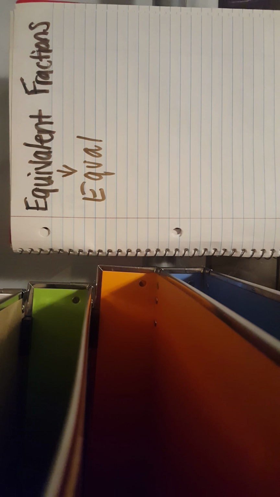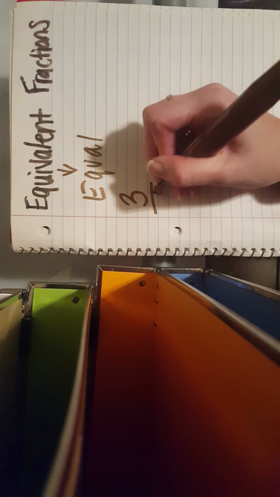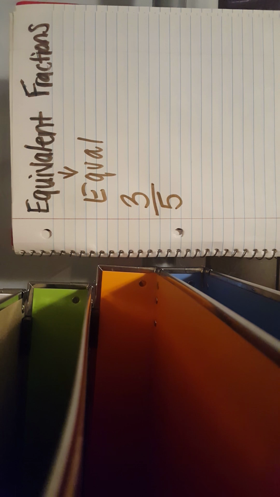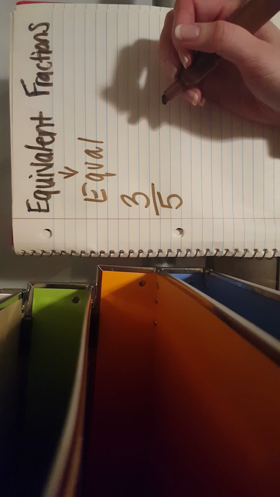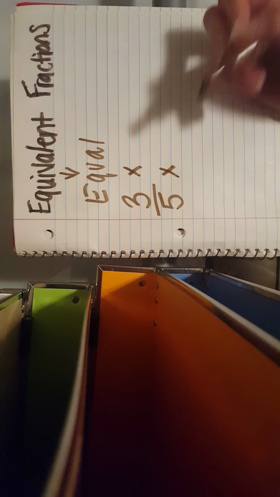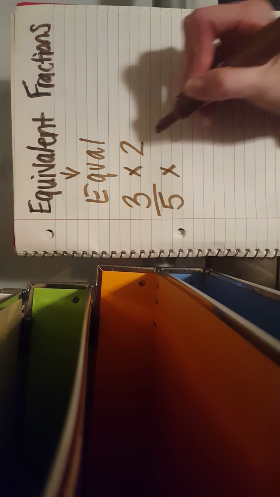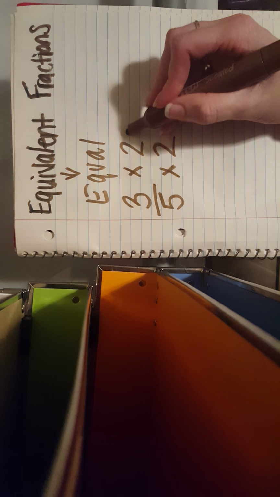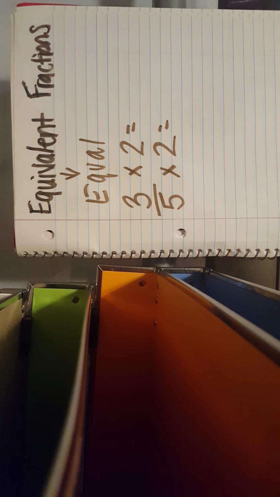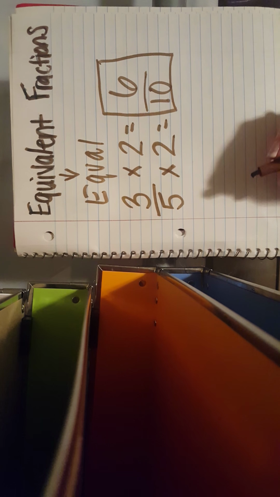the fraction given. For example, if we have 3/5 and I ask you to give me two equivalent fractions to 3/5, all you have to do is remember to multiply, and you are multiplying both the numerator and the denominator by the same number. So, if you want to do 2, then our new equivalent fraction would be 6/10. So that's one equivalent fraction.